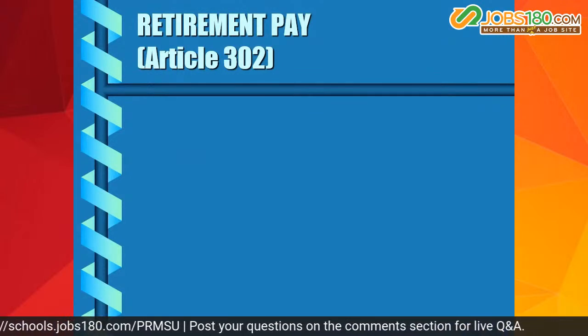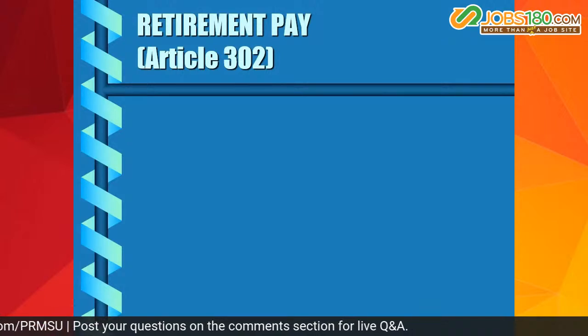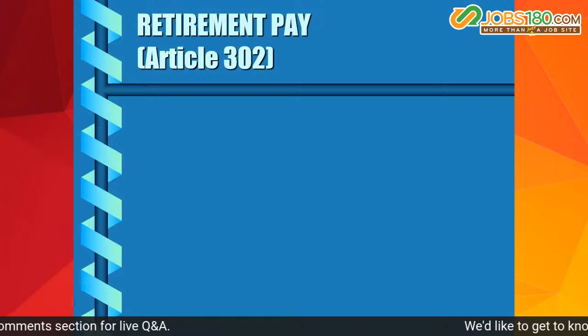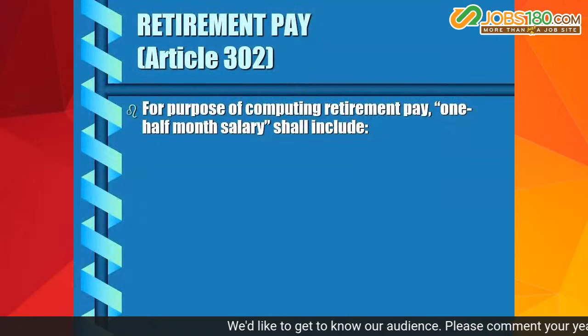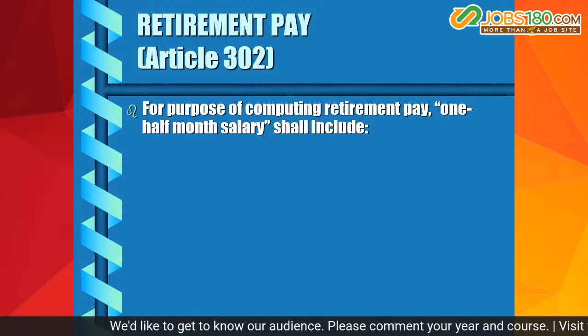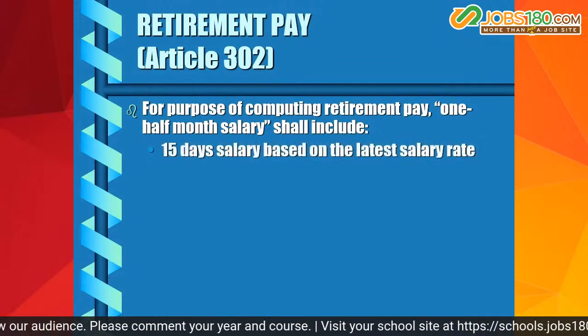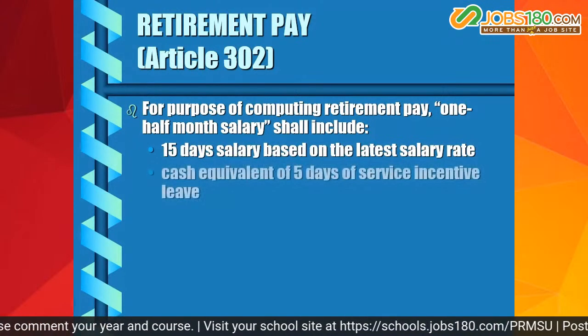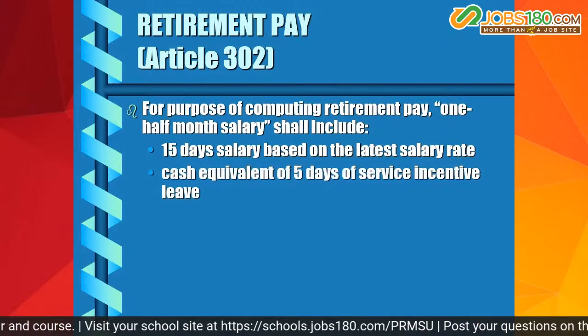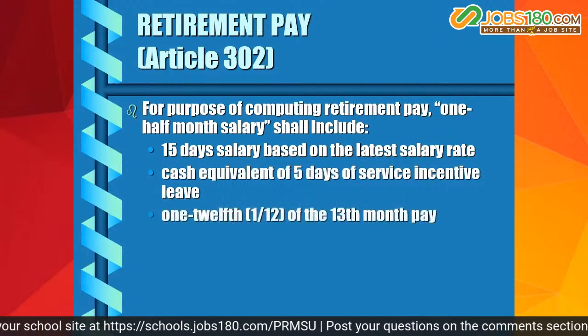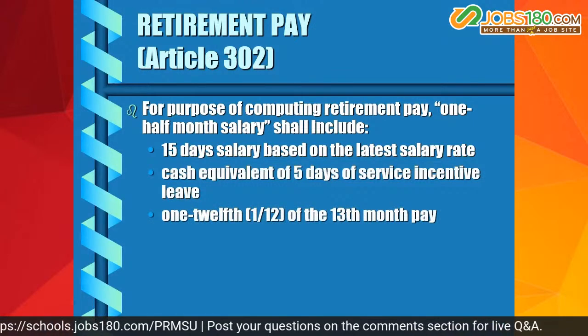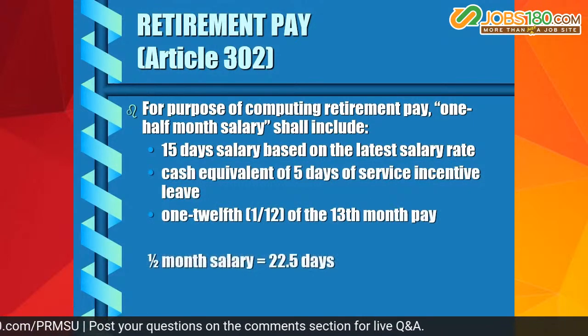The minimum retirement pay shall be equivalent to 1/2 month's salary for every year of service, a fraction of at least 6 months being considered as 1 whole year. For the purpose of computing retirement pay, 1/2 month's salary shall include all of the following: 15 days salary based on the latest salary rate, cash equivalent of 5 days of service incentive leave, and 1/12 of the 13th month pay. Thus, 1/2 month's salary is equivalent to 22.5 days.